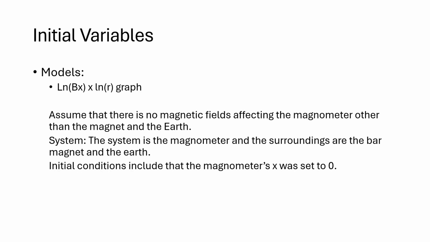Here are initial variables. So our model was a natural log of Bx versus the natural log of R, which shows how magnetic field changes logarithmically with distance. We assumed that there was no other magnetic field affecting the magnetometer besides our magnet and the Earth's magnetic field. Our system was the magnetometer itself and the surroundings of the bar magnet, the Earth, and any nearby objects that may slightly interfere, even though we assume that those aren't doing that. Last, our condition was setting the magnetometer's exponent to 0 before starting measurements.